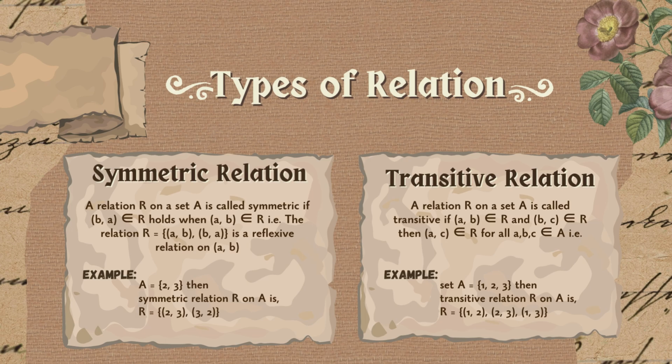Then, transitive relation. A relation R on a set A is called transitive if (a, b) is in R and (b, c) is in R, then (a, c) is in R for all a, b, c in A. So, this is the example.